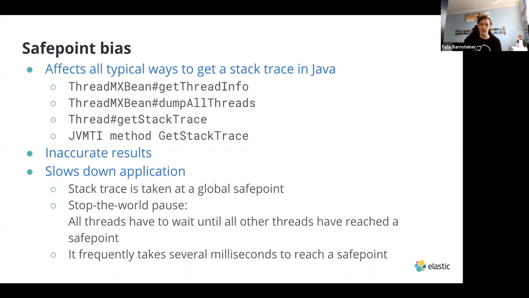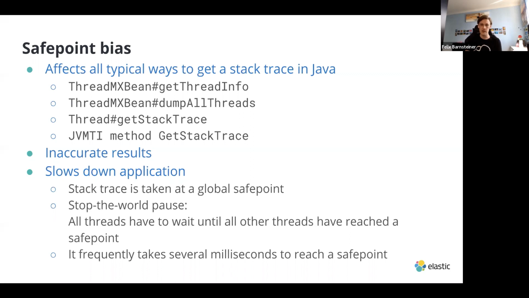So not only can you get inaccurate results because of that, but it can also significantly slow down your application. That is because stack traces can only be taken at a global safepoint with these methods. And that basically means we have stop-the-world pauses here. So all threads have to wait for all other threads to reach a safepoint. And it can frequently take several milliseconds to reach a safepoint.